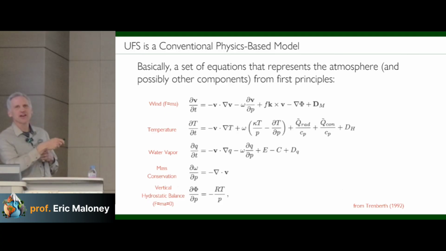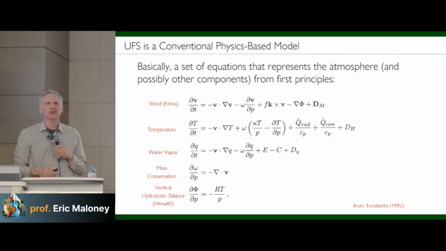So we try to predict a wind based on this equation. We have a thermodynamic equation that tries to predict temperature. We have an equation that tries to predict moisture in the atmosphere, water vapor. We don't want to lose mass of the molecules in the atmosphere, so we have mass conservation. And then we have basically Newton's first law of motion in the vertical, so we have a vertical force balance. And this is what a traditional weather forecasting or climate model looks like.